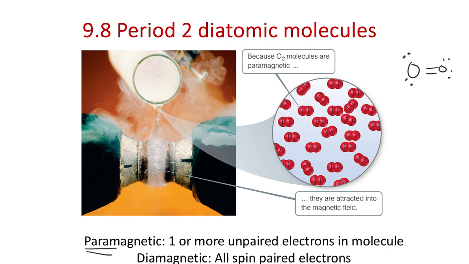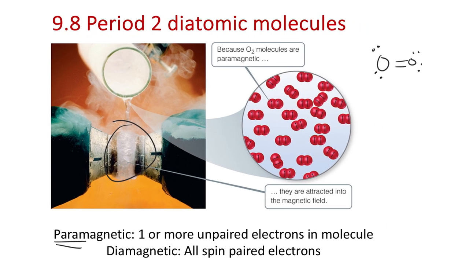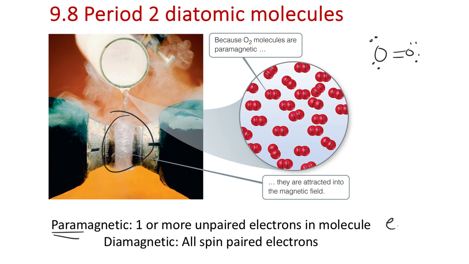So one or more unpaired electrons in a molecule makes a molecule paramagnetic. That means it's going to be drawn into a magnetic field. If the molecule had all spin paired electrons, then it would be diamagnetic and wouldn't be drawn into a magnetic field. And so an example of a paramagnetic molecule we saw here was O2. An example of a diamagnetic molecule would be something like nitrogen. So we saw liquid nitrogen over the magnet wasn't being drawn in the same way to the magnetic field.